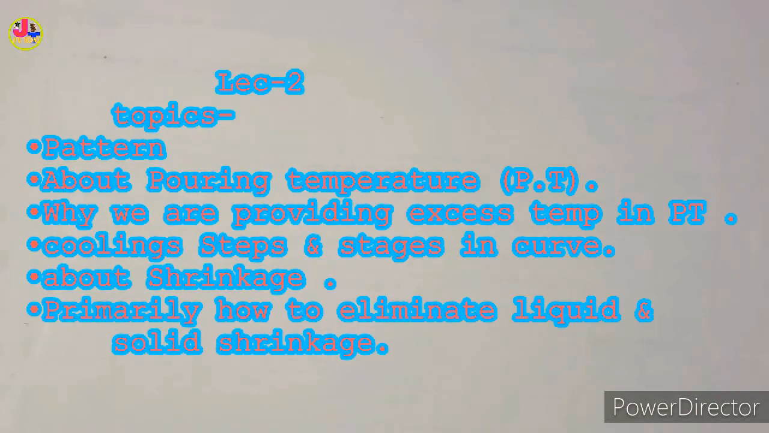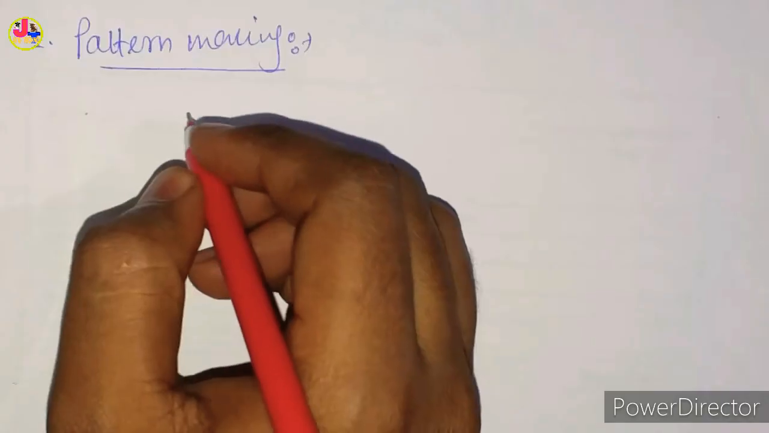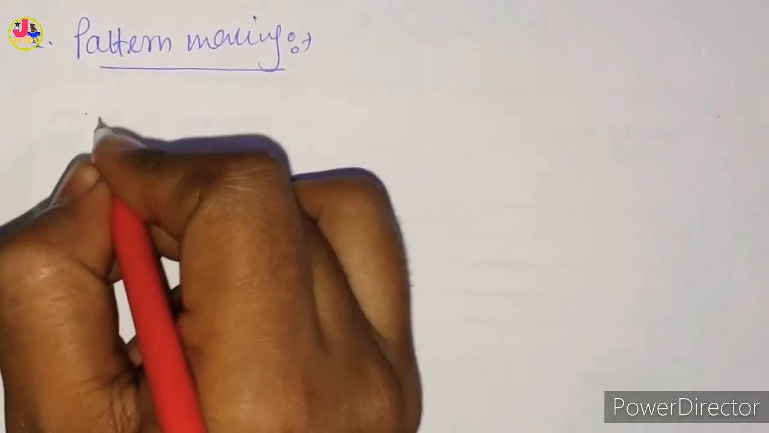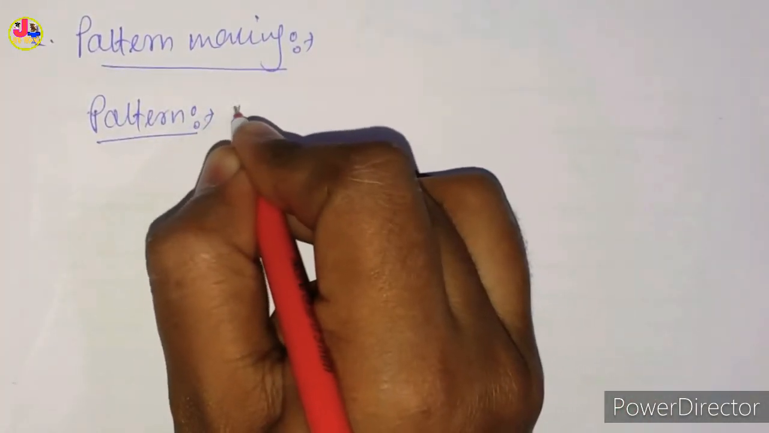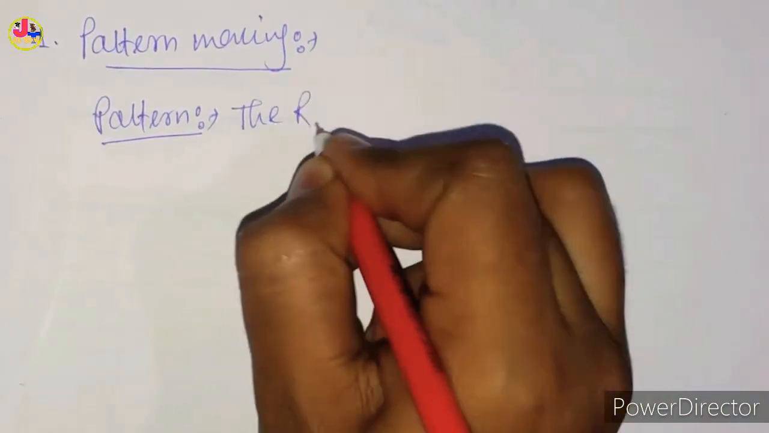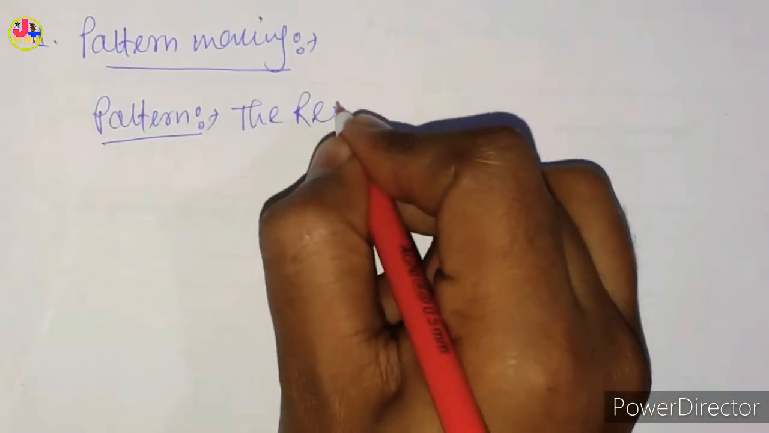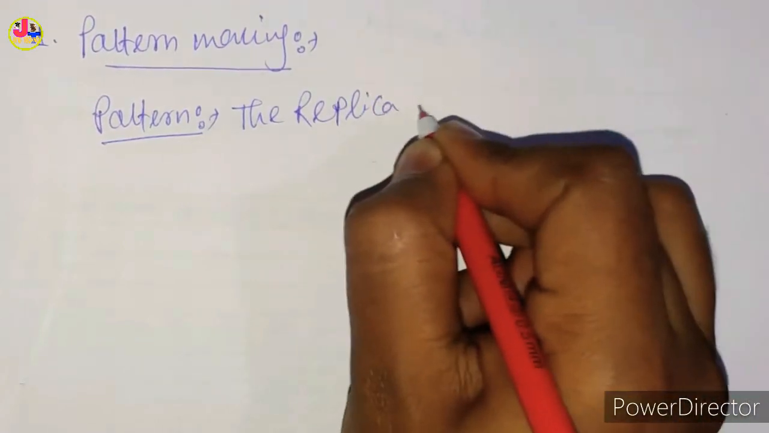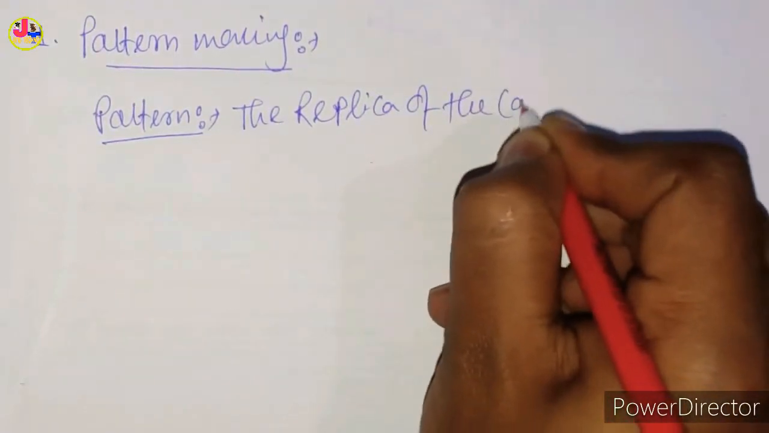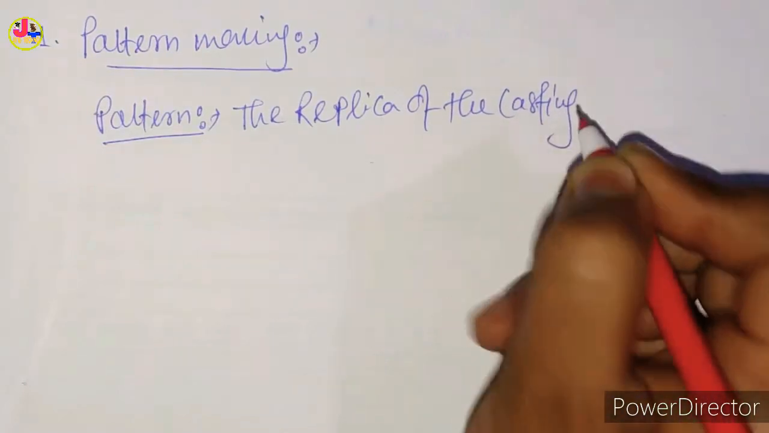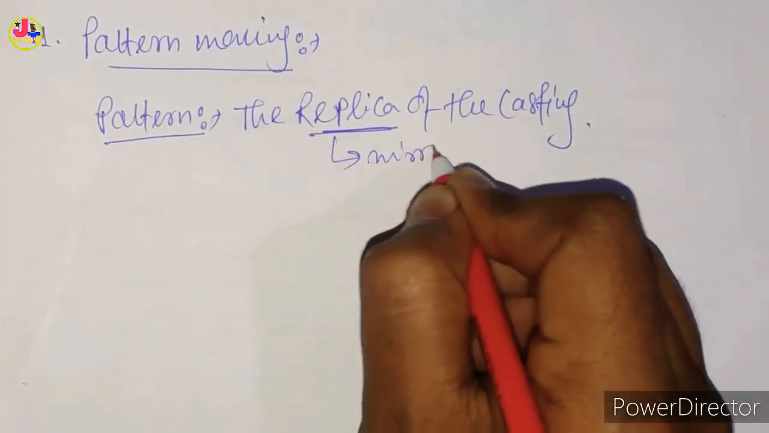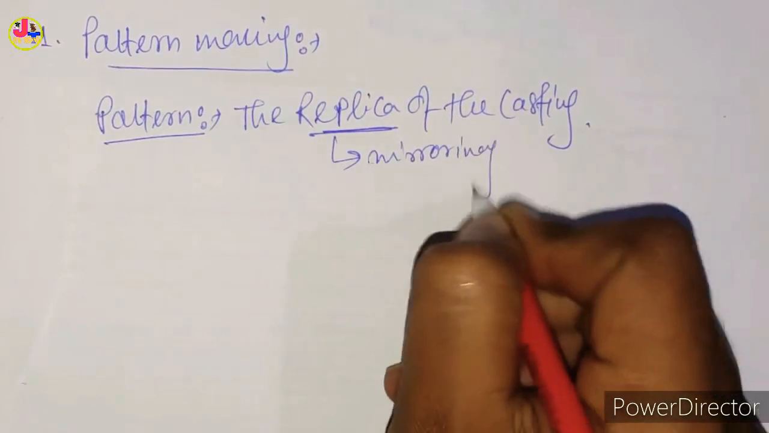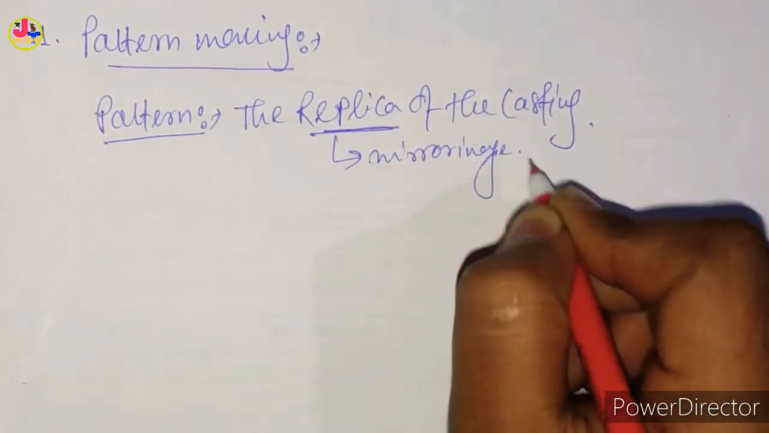In last class we discussed up to steps. Before starting pattern making, first of all we have to know what a pattern is. Pattern means the replica of the casting. That's called the replica of the casting. Replica means you can say the mirror image, the image of the casting.